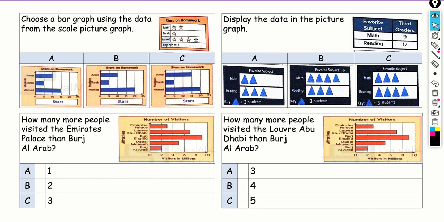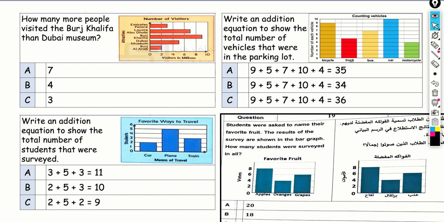This one is for you. Again, the keywords are given. Each triangle is for 3 students. Compare them and see which one is right. These are also the same type of question. I will take one question from here. Okay, let's talk about this question.